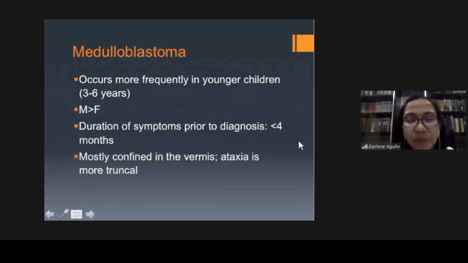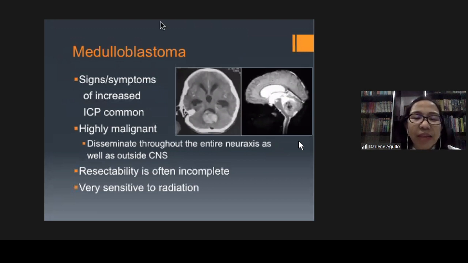Ito yung madugo, yung medulloblastoma. Okay? This occurs more frequently in younger children. So younger kesa doon sa may mga cerebellar pilocytic or cystic astrocytoma. This is more common among males. Kasi nga medyo madugo, more malignant. No? Duration of symptoms prior to diagnosis less than 4 months. Mostly confined in the vermis midline. So ataxia is more truncal. Signs and symptoms of increased ICP is common.